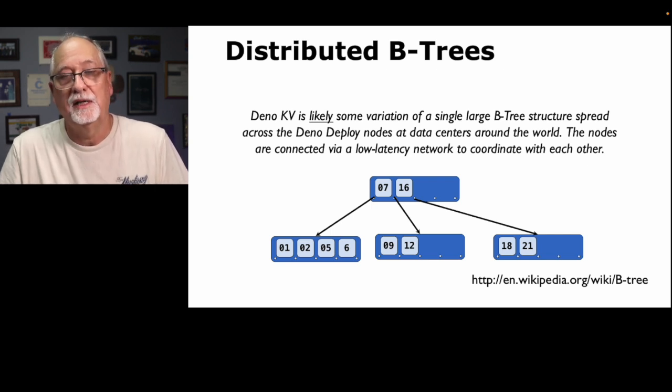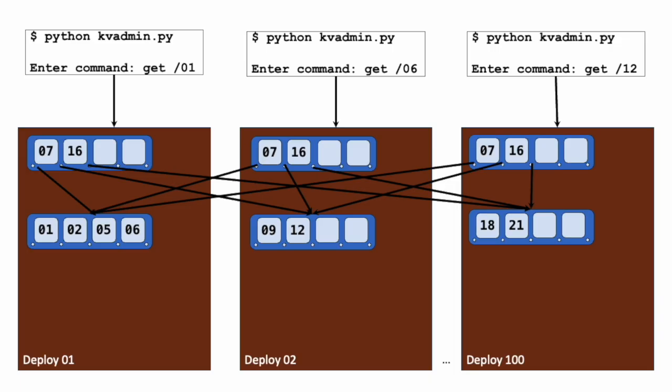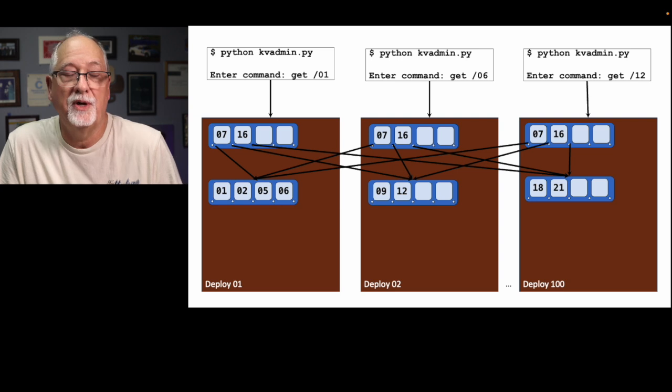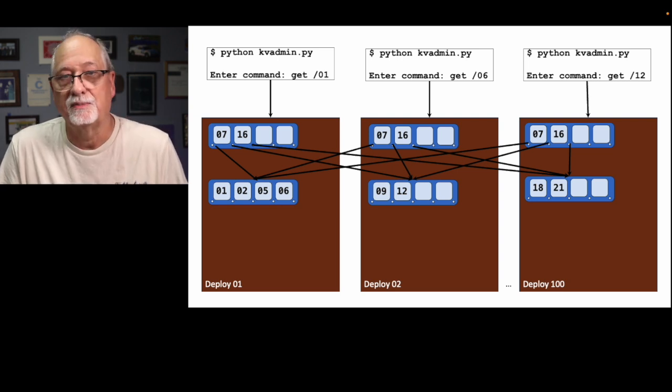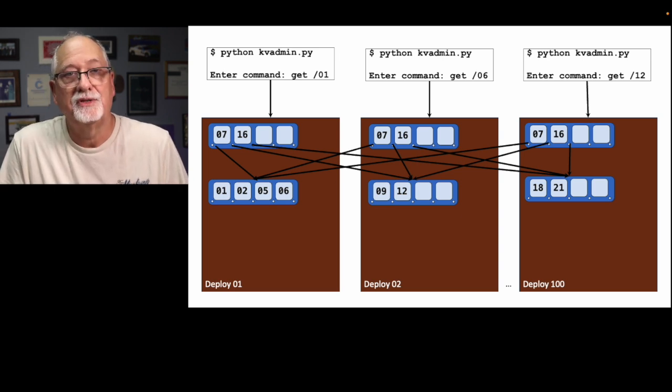Okay? So let's take a look at a 3-node Deno KV instance. So we've got 3 nodes, actually 100 nodes, right? But what we do is we replicate that top node in all of the deploy instances. And then the other nodes are not just pointers to disk blocks on the same server, they can be pointers to disk blocks on another server. So the pointer is really which server and which disk block. Now, there's going to be redundancy. Don't worry about that. Let's just kind of think about this.